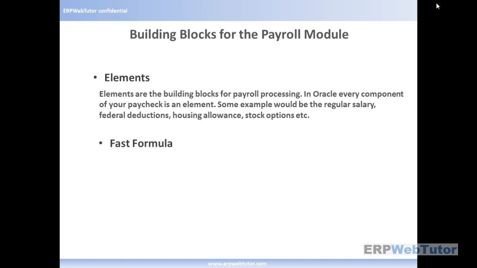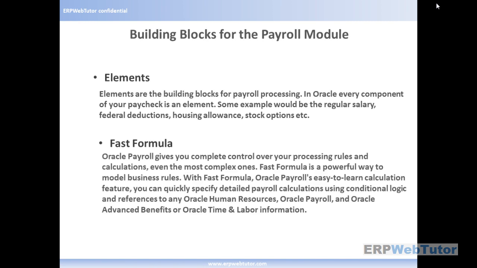The next thing that you need to be aware of is fast formula, because that is the engine behind, or the rules behind, the processing of these elements. Now, Oracle Payroll gives you complete control over your processing rules and calculations, even the most complex ones. Fast formula is a very powerful way to model business rules. With fast formula, Oracle Payroll's easy to learn calculation feature, you can quickly specify detailed payroll calculations using conditional logic and references to any human resources, Oracle Payroll, and advanced benefits or time and labor information. So you can refer to those objects inside the fast formulas.